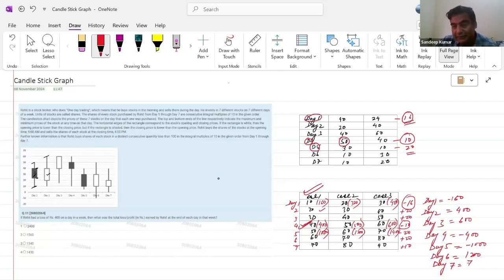It is 700. Now, let's add it up. 400 plus 600, 1000. 1000 plus 1200, 2200. 2200 plus 700. So he has a profit of 2900 and a loss of 160 plus 400 plus 1000, that is 1560. 2900 minus 1560 gives 1340. So if we see, we get our answer as 13.